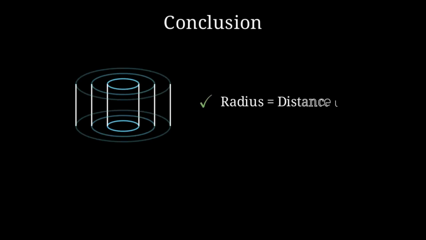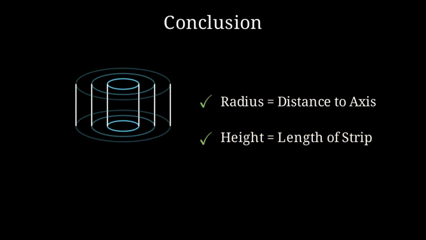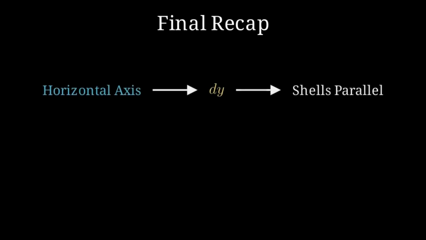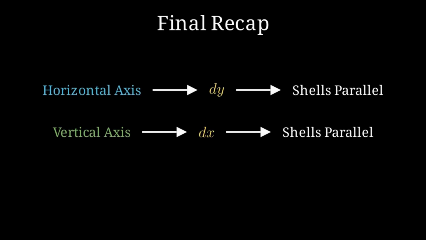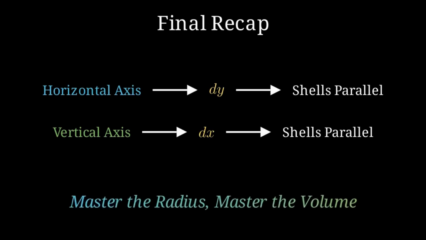The shell method is a powerful tool for finding volumes, especially when rotation occurs around shifted axes. By focusing on the geometry of the cylindrical shell, you can solve problems that might be nearly impossible with other methods. Keep practicing with different axis shifts. Whether the axis is above or below the region, the logic remains the same: 2 pi times the radius times the height.